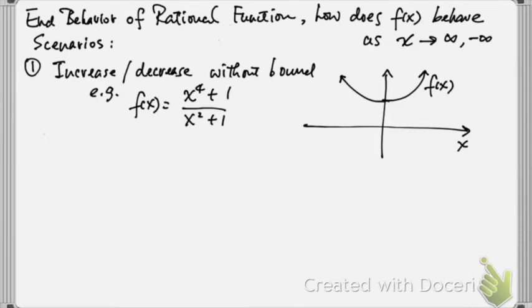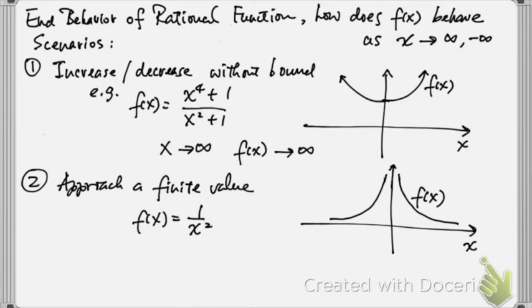So one scenario is that the function simply increases or decreases without bound. In other words, it doesn't approach a finite value. Here's an example. Let's say f of x is a rational function. The numerator is x to the fourth power plus 1, and the denominator is x squared plus 1. You can see that the numerator is going to keep growing a lot faster than the denominator. So as x approaches infinity, f of x is also going to approach infinity. It just keeps growing. Okay, so that's scenario number one.